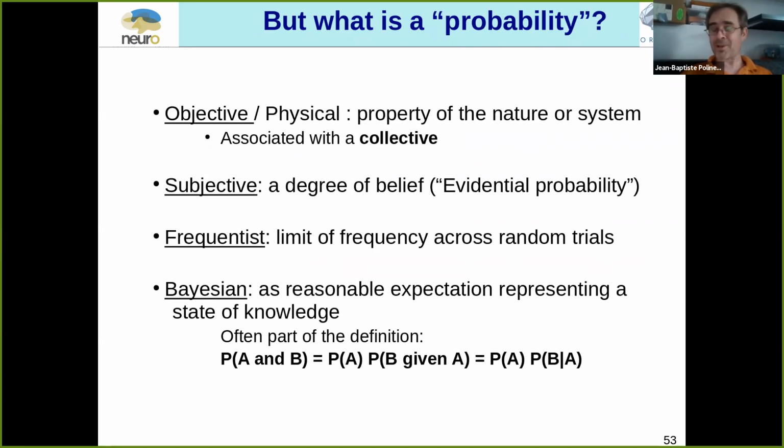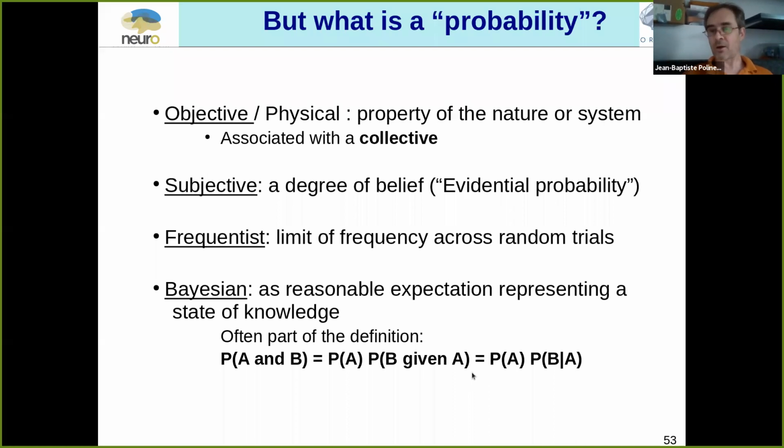When I say probable, I want to remind people that there are different definitions of probability and frameworks for thinking about those things, and I won't go over that. The classical way is the frequentist way, which is the limit of frequency across random trials. But the one we are using here is the Bayesian one, which by definition has this property that the probability of two co-occurring events is the probability of the first one times the probability of the second one given the first one.